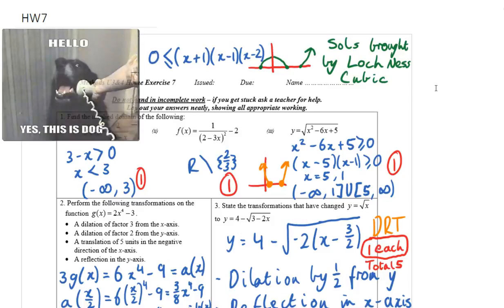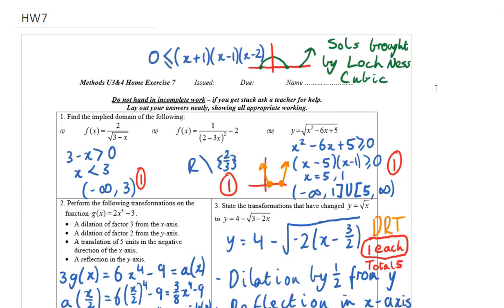Homework sheet 7 solutions, brought to you by the Loch Ness Cubic, as you can see at the top there. Not much writing in here. I'm just going to be explaining through many of these notes. Let's get going. Question 1, part A or part I.